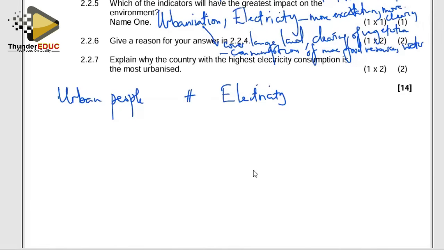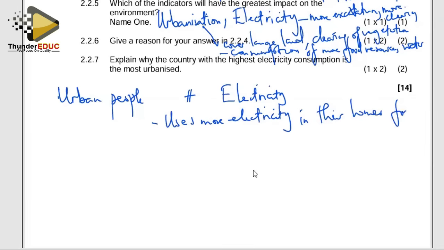So, you can simply say the large population uses more electricity. For which purpose? If you have many people in the urban area, automatically they need more electricity in their homes, for the electrical appliances. If there are many people, it means there are so many appliances that need to be powered by electricity in the urban areas.